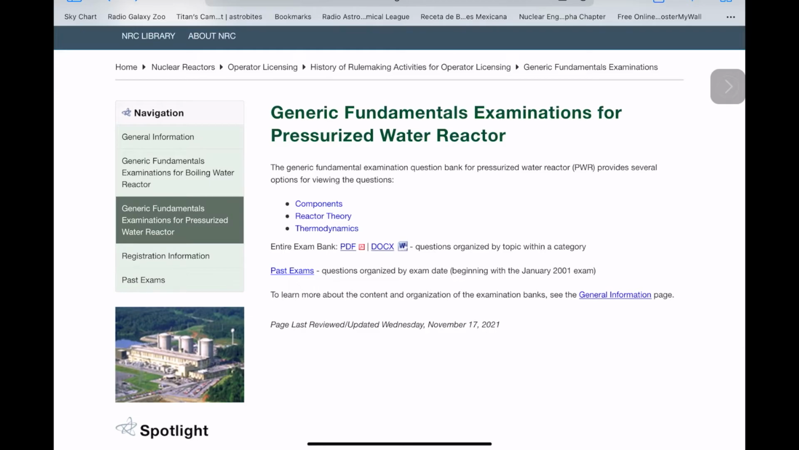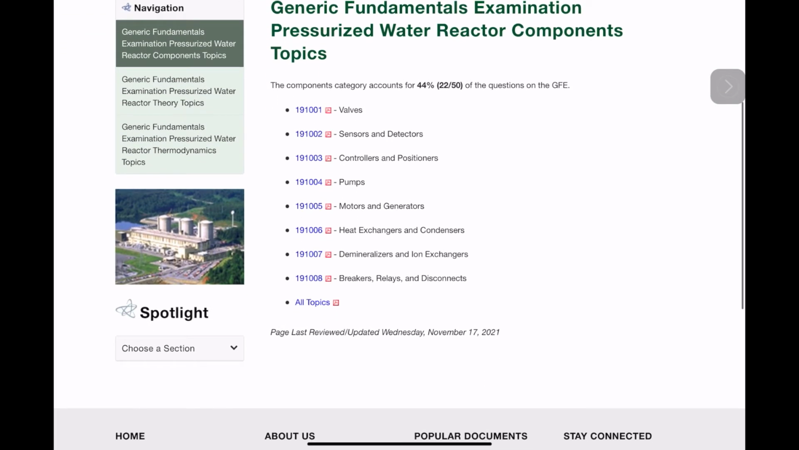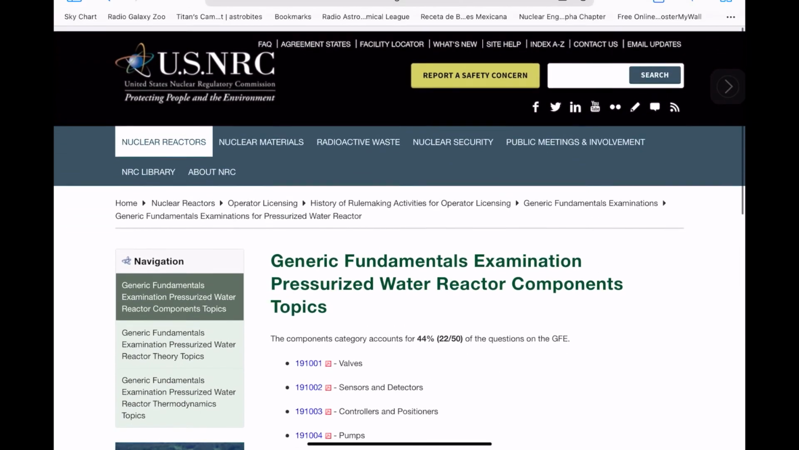But let's go to the component section. What are we looking into in the component section? The component section is the largest one, especially the part on sensors and detectors and controllers. Controllers and positioners are the largest portion. You can take a look into valves, sensors and detectors, controllers and positioners, pumps, motors and generators, heat exchangers and condensers, demineralizers and ion exchangers, breakers, relays, and disconnects. That's what you see in that category.